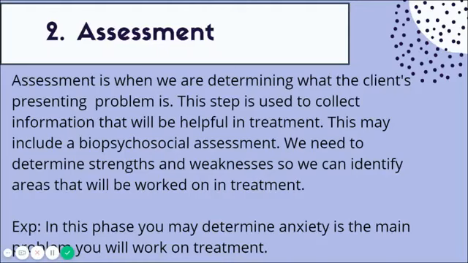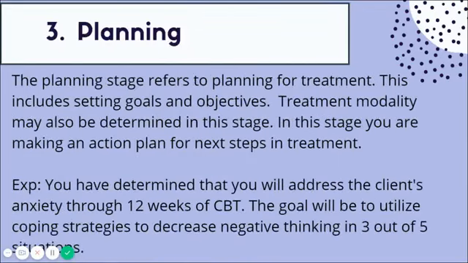I have an example here. Say you have a client come in, and in the assessment phase, you might determine that anxiety is the main problem you're going to work on with this client. So you have assessed that the primary area that you're going to work on is anxiety management. So we've engaged the client, we've assessed for the problem. The next step is to plan.